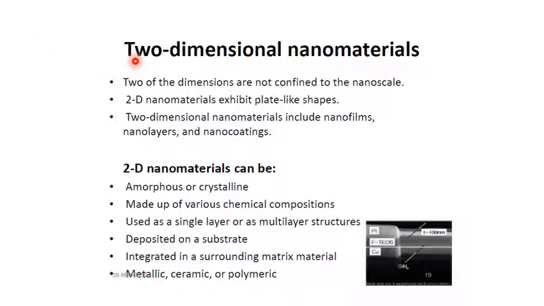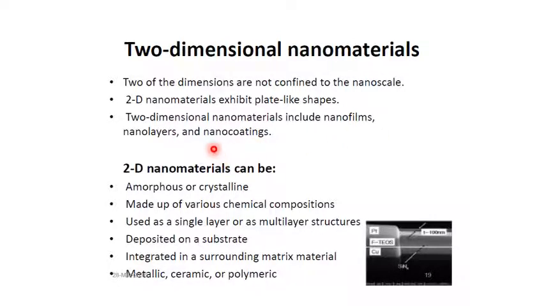Two-dimensional nanomaterials are like nanosheets, nanofilms. Two of the dimensions are not confined to the nanoscale. For example, in nanosheets, the thickness is in the nanoscale, but the length and width are not in the nanoscale. They are greater than 100 nanometers. So two dimensions are not confined to the nanoscale, and that is why these materials are called 2D nanomaterials. 2D nanomaterials exhibit plate-like shapes, and two-dimensional nanomaterials include nanofilms, nanolayers, and nanocoatings.